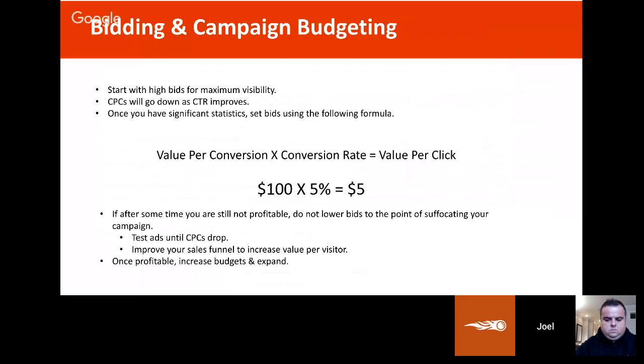Take those bid suggestions, by the way, with a grain of salt. If your quality score is very low, that bid is going to be much higher for you. If your quality score is very high, you're going to be able to get that visibility with lower bids. When you start with very high bids to get high positioning, even if that means you get a very small handful of clicks per day, that's fine.